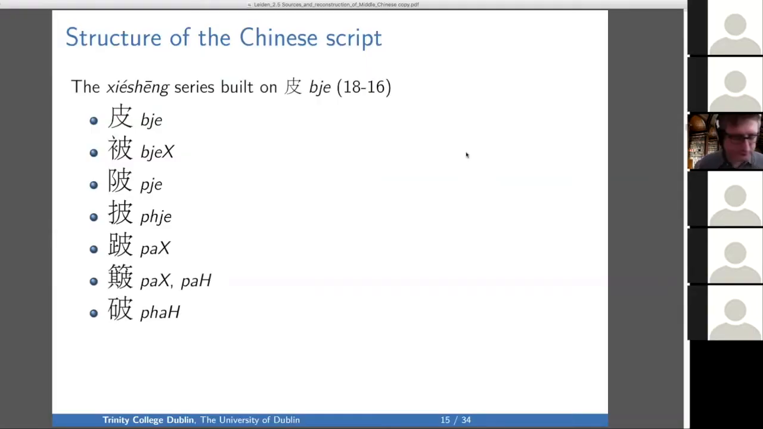Those are tones, and this is part of Baxter's system for writing Middle Chinese. Chinese has four tones. If there's no capital letter and no consonant, it's the level tone. So let's say the first character is in the level tone. And the second character, with the final X, that's the shang sheng, the rising tone. And it's believed to come from probably a final glottal stop.